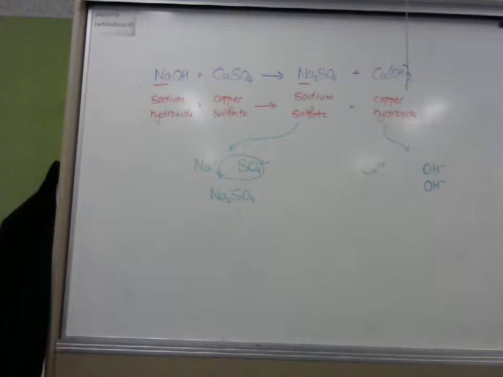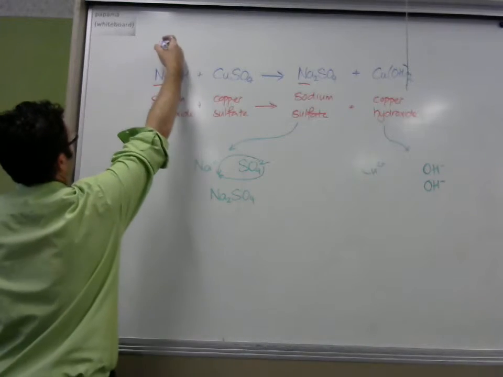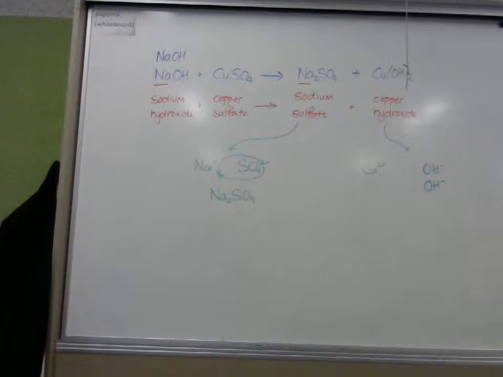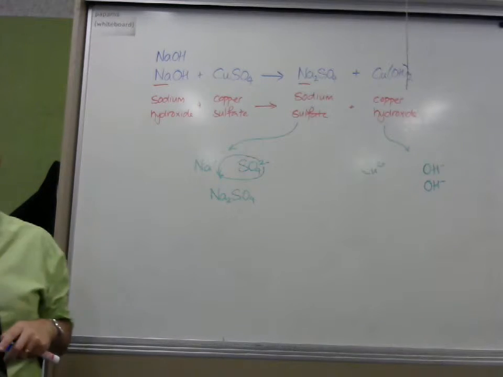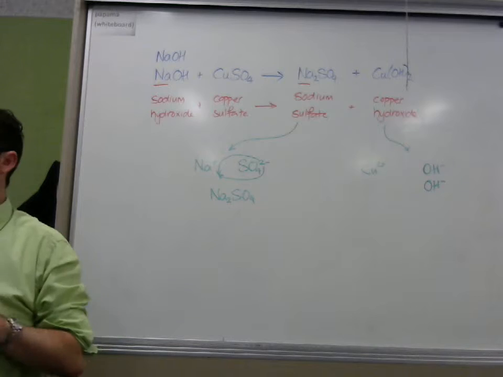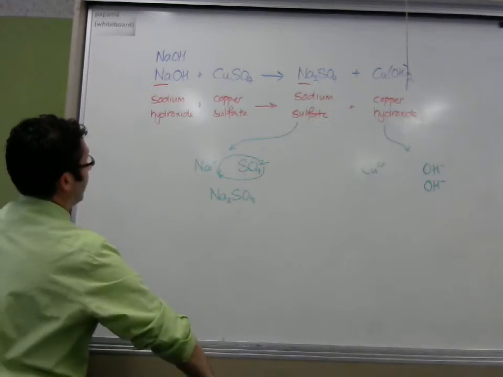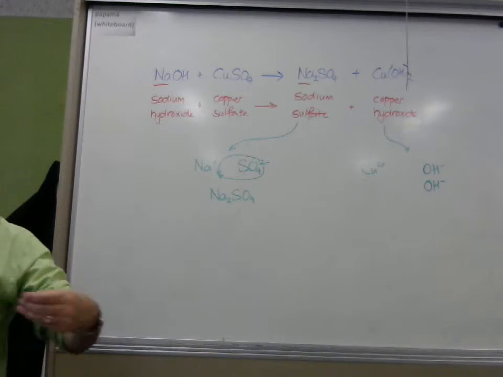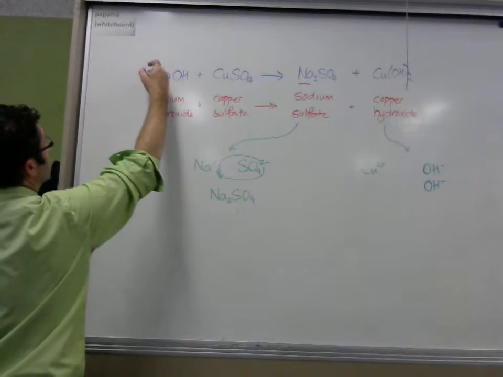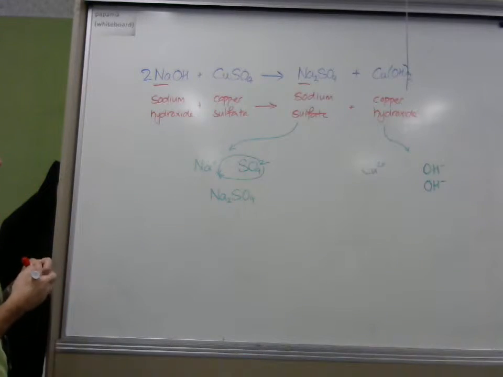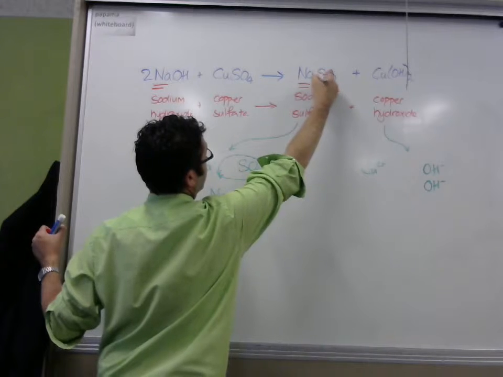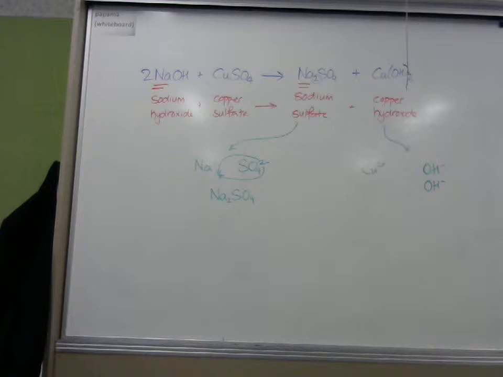A number on the front of it. So I could add another sodium hydroxide. Couldn't I? NaOH plus NaOH plus CuSO4 would give me 2 sodiums. And as Gus said correctly, the way we write that, just like in maths, we put a big number in front to mean 2 times that. So we have 2 of these, which means we've got 2 sodiums there, 2 sodiums there because of that number. And now our sodiums are balanced.